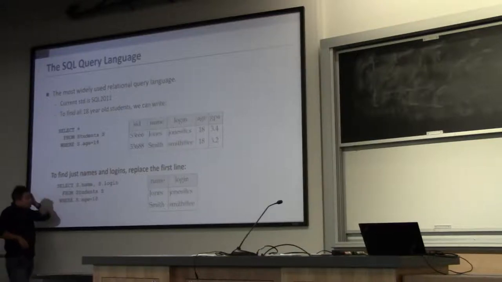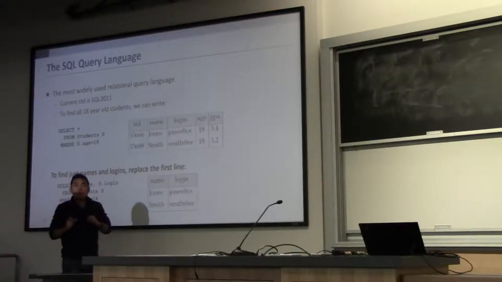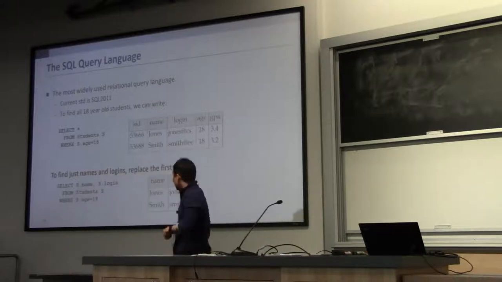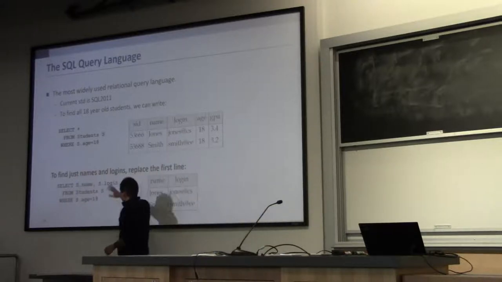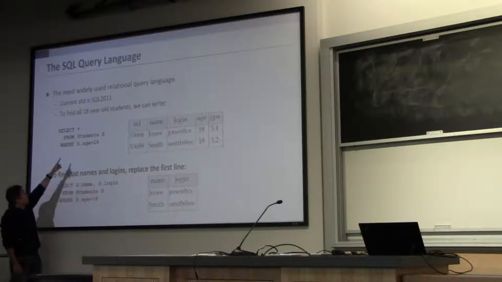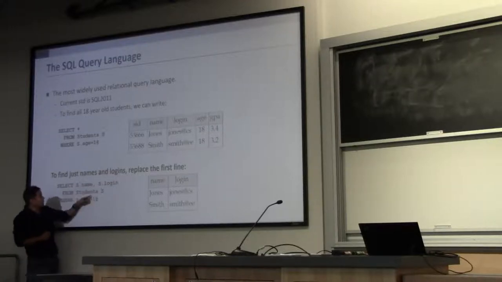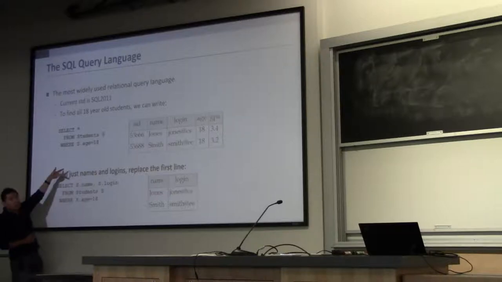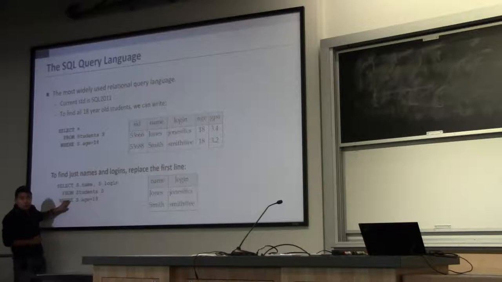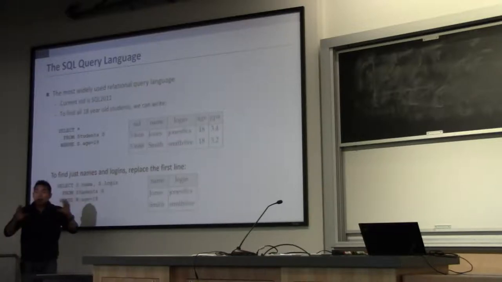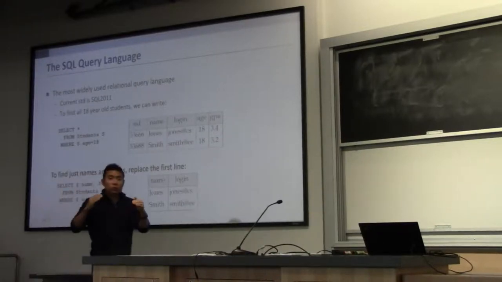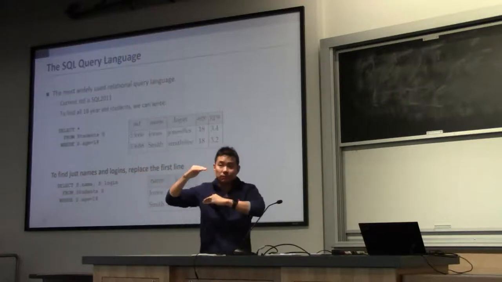Okay? You can also do queries over multiple tables. Before I do that, I want to talk about this example. In the example on top, you return all attributes. You can also, of course, select a subset of attributes. So you say SELECT name, login FROM student WHERE age = 18. Comparing these two, what that tells you is the WHERE clause provides filters for you to select a subset of rows.